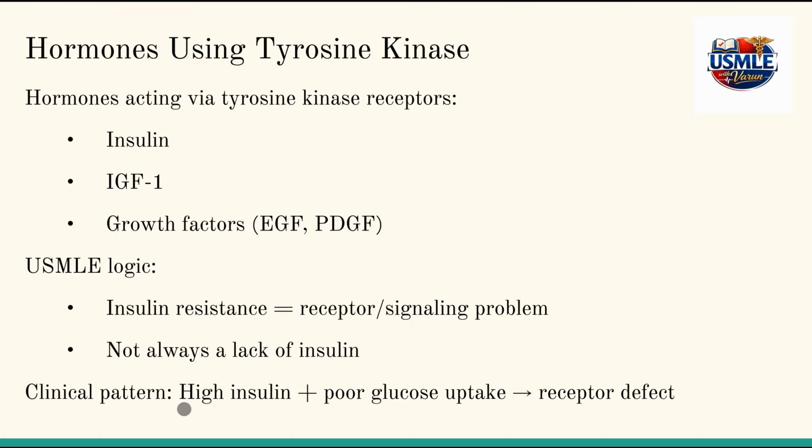Whenever there's poor glucose uptake and high blood glucose levels despite a high insulin level, you need to think about a receptor defect. Insulin, insulin growth factor 1, epidermal growth factor and platelet-derived growth factor mostly act through these tyrosine kinase receptors. So insulin resistance might be a classic example of this tyrosine kinase receptor resistance.